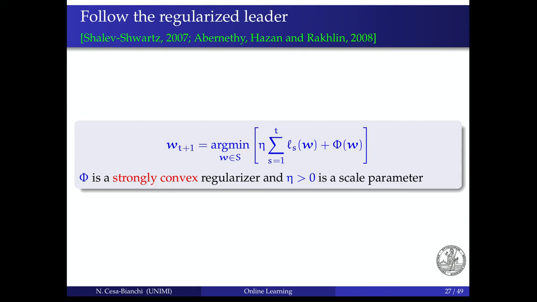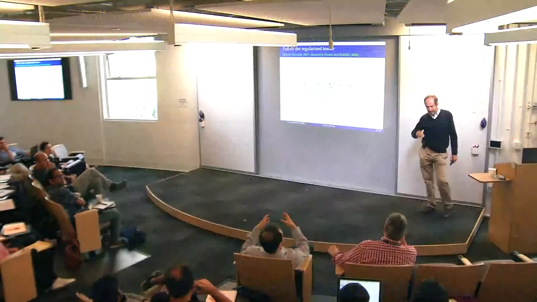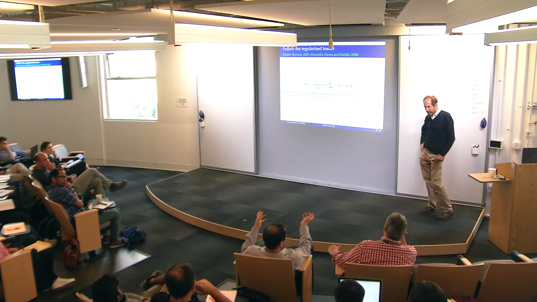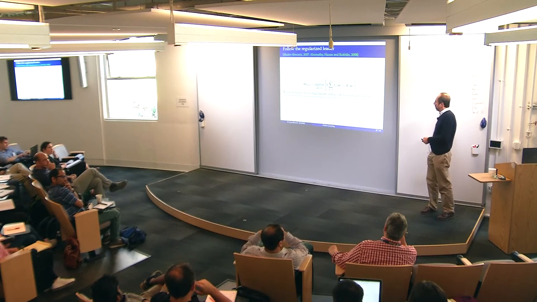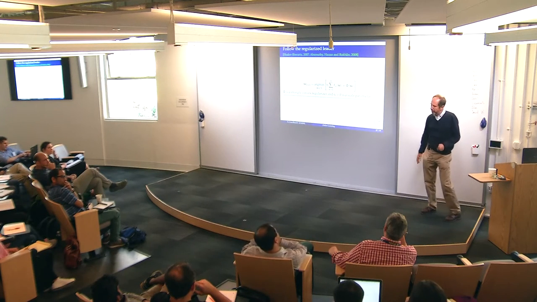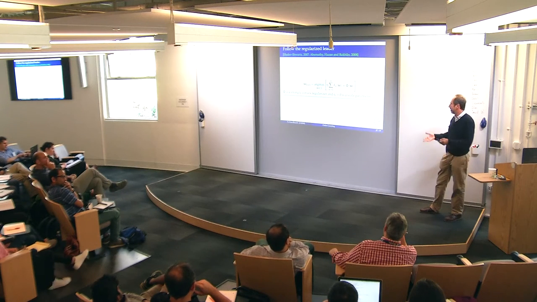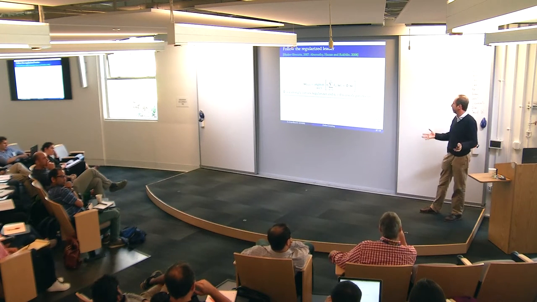This follow the leader essentially means: which arm was the best in the past? And just follow that one. That's the meaning of the whole thing. Yes, absolutely. Now we have a continuous set, a convex set of actions. But essentially, yes, we want to go to the best action in the past.